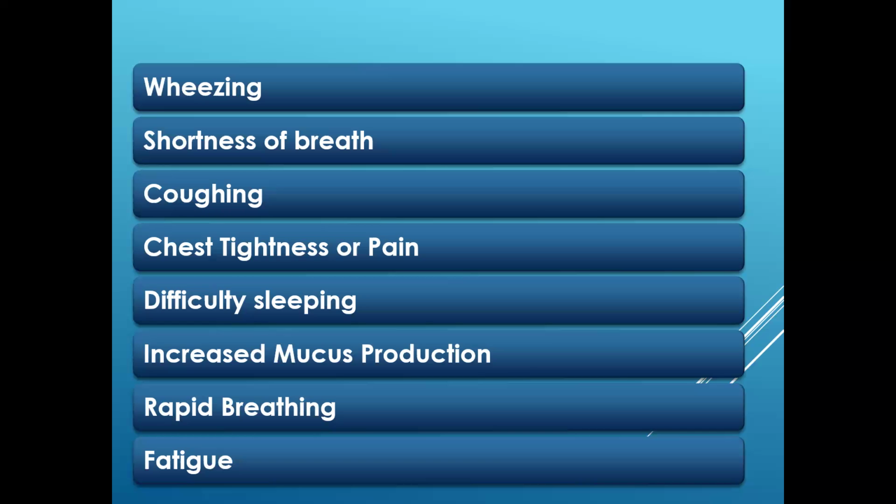Then lastly, another trigger is respiratory infections. You know, viral infections like the avian flu or any other flu can aggravate asthmatics, because any disease that affects the normal function of the lungs, the trachea, the bronchi, and the bronchioles, which can lead to an immunologic response, can lead to an asthmatic attack.